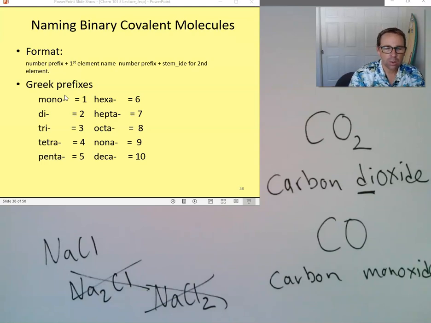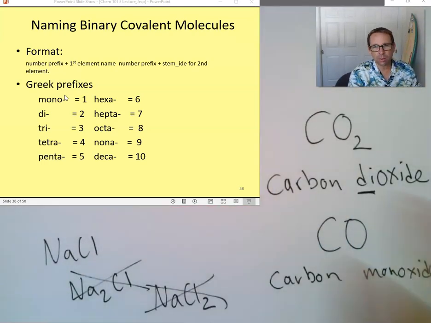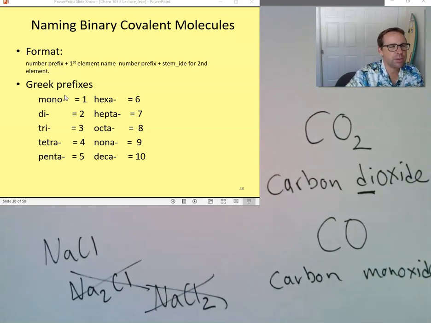Okay? So, we don't use mono, di, and tri, and these different prefixes, as we call them, when we're describing ionic compounds. However, for molecular compounds, there are often multiple ways that 2 different kinds of elements can come together. So, for example, carbon and oxygen can come together as carbon dioxide with 2 oxygens, or carbon monoxide with just 1 oxygen for every carbon. All right? So when we're naming molecular compounds, we use these prefixes.